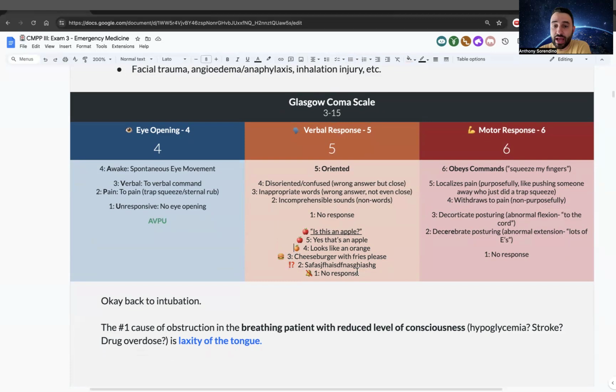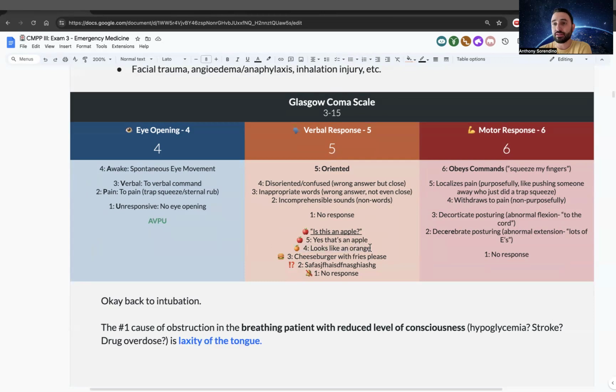They're making some type of sound, they're moaning, but it's not a word, they're making no sense, right? 3 is they're just saying nonsense words. It has absolutely nothing to do with what anybody's talking about, but they're words, they're saying words. 4 is going to be really like in response to a question, like if you say, do you know where we are? And they say home, but they're in the hospital.